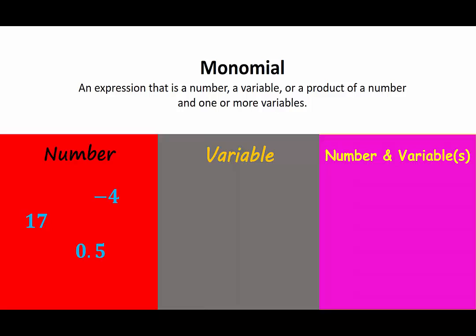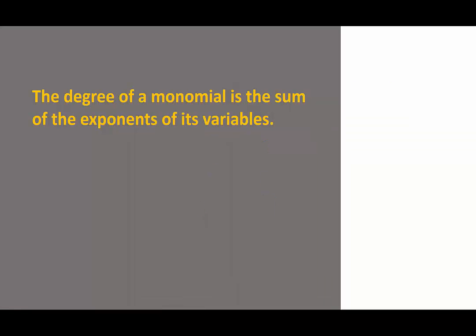Monomials can also be just variables: a, y, or x. We could also take numbers and variables and put them together. So, for instance, -5k, 2/3 r to the 8th, or 7x squared times y cubed. Now that we've looked at monomials and we have an understanding of what they are, let's look at one of their properties. One of their properties is the degree.